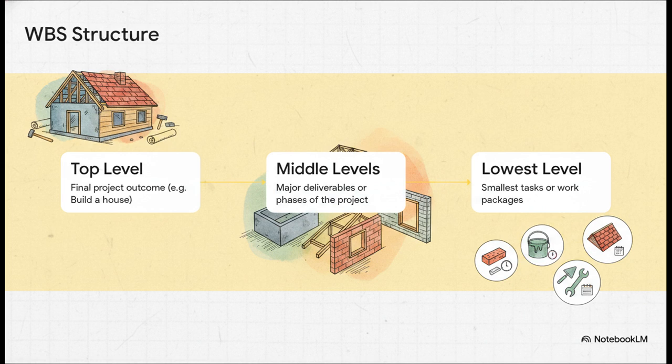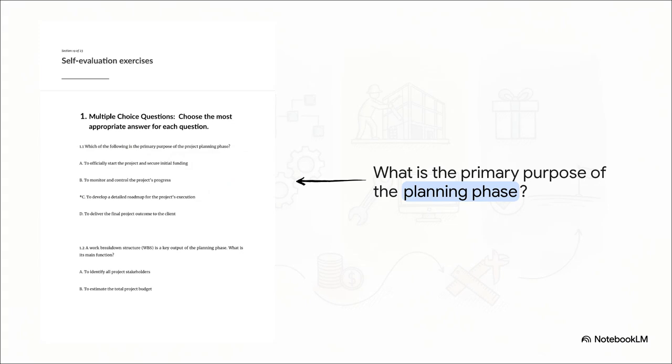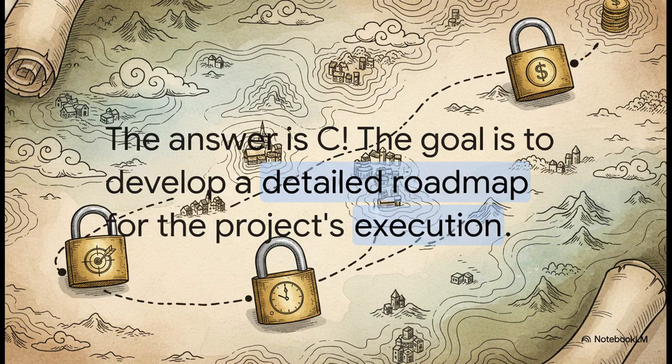These are specific, highly manageable tasks that you can easily hand off to a team member with a clear timeframe attached. Let's test that memory again. Here's another exam question, this time focusing on the core output of this planning stage. The question asks, which of the following is the primary purpose of the project planning phase? Read through those options carefully. If you guessed C, you absolutely nailed it.